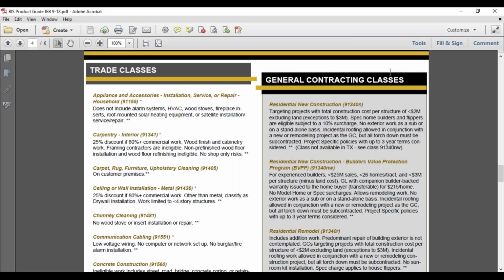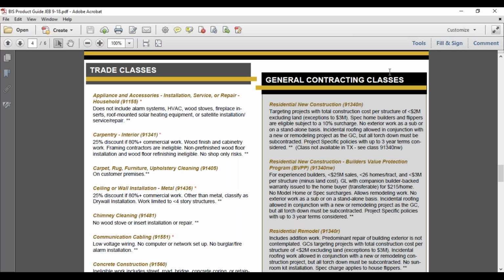The residential new construction, we are comfortable with up to 10 homes in a subdivision. So in a tract-like setting, we are comfortable with up to 10 homes. It does require underwriting approval. We will ask you a lot of information. But having said that, we are still comfortable with that. We do allow the construction cost to be up to $3 million. So this is not the cost of land, just replacement cost for the building.